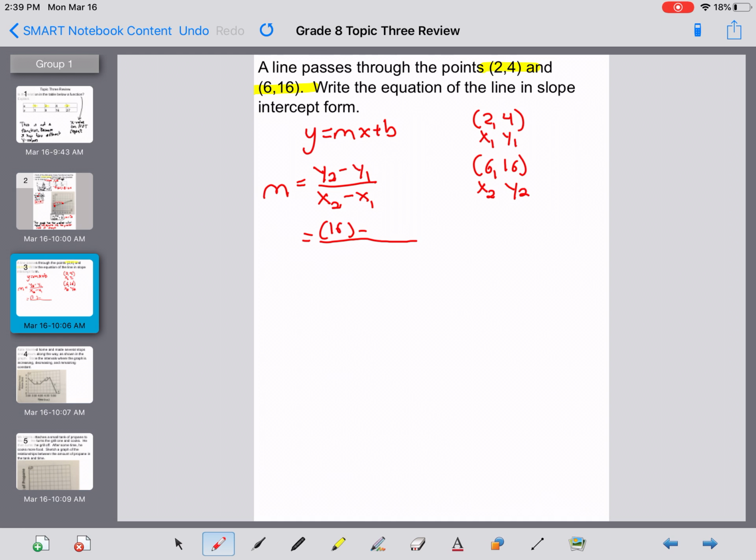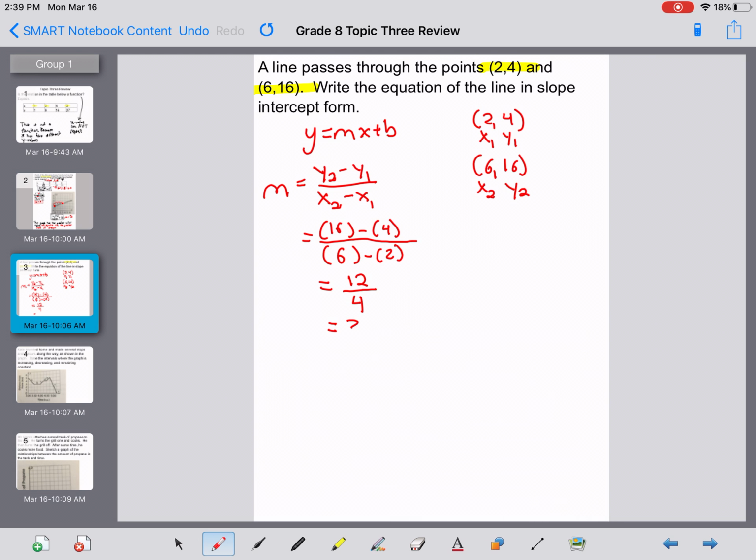y2 is 16 minus my y1 value, which is 4. x2 is 6 minus my x1 value, which is 2. 16 minus 4 is 12. 6 minus 2 is 4.